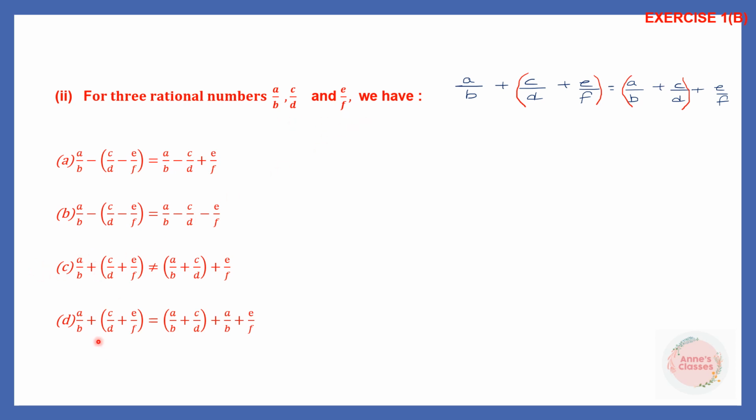Now look at this one here. Here it was equal till here, but then we have an extra one here and we have this a by b repeated here, okay, which is also not true. So it cannot be C, it cannot be D.